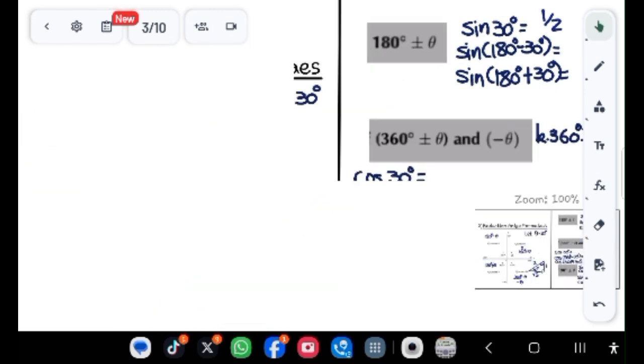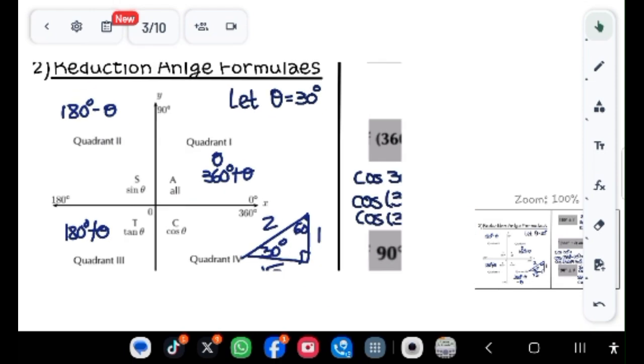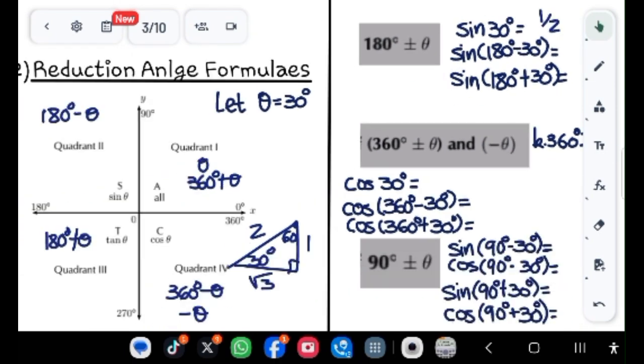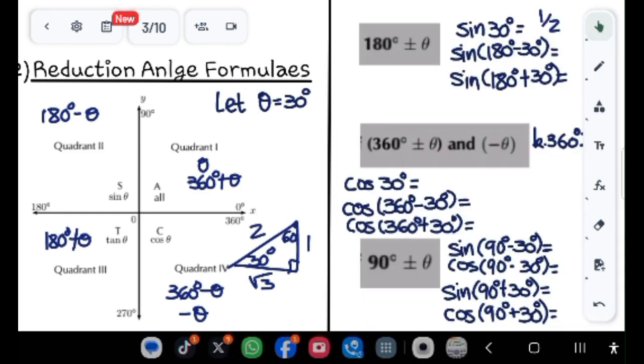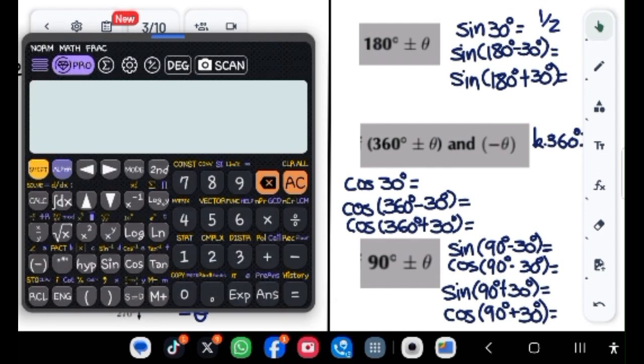Now let's look at 180 minus 30. Sine of 180 minus 30 lands us in the second quadrant. All right, let's see what value it gives us. I just want to give you an example so you can see for yourself how this works. Sine of 180 minus 30.